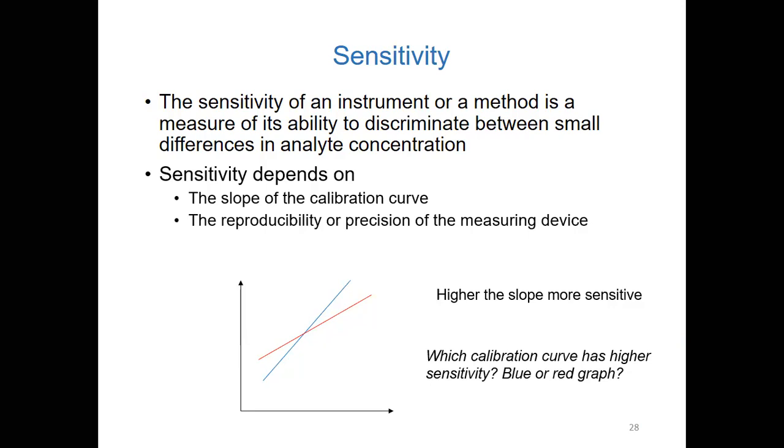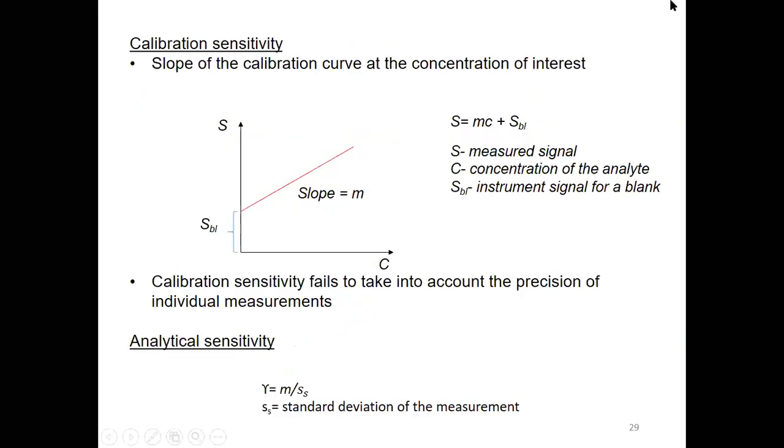And the sensitivity can be divided into two: calibration sensitivity and analytical sensitivity. What is meant by calibration sensitivity? The calibration sensitivity is the slope of the calibration curve at the concentration of interest.